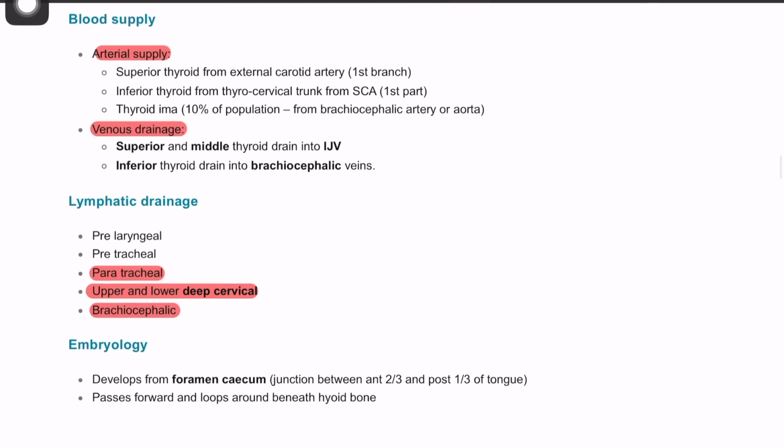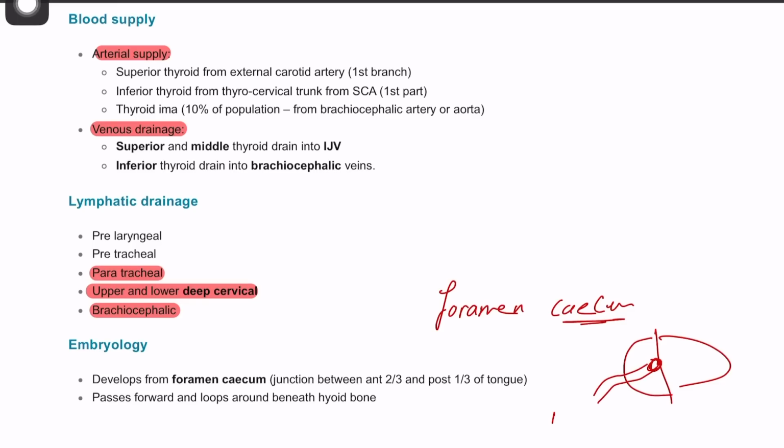Embryology: it usually arises from a foramen called the foramen cecum. This foramen cecum is between the anterior and posterior third of the tongue, all right? And then it goes all the way down with the duct of the thyroid gland. And then with time, this duct will obliterate until the gland reaches where it is normally located, at C4 to C6, okay?